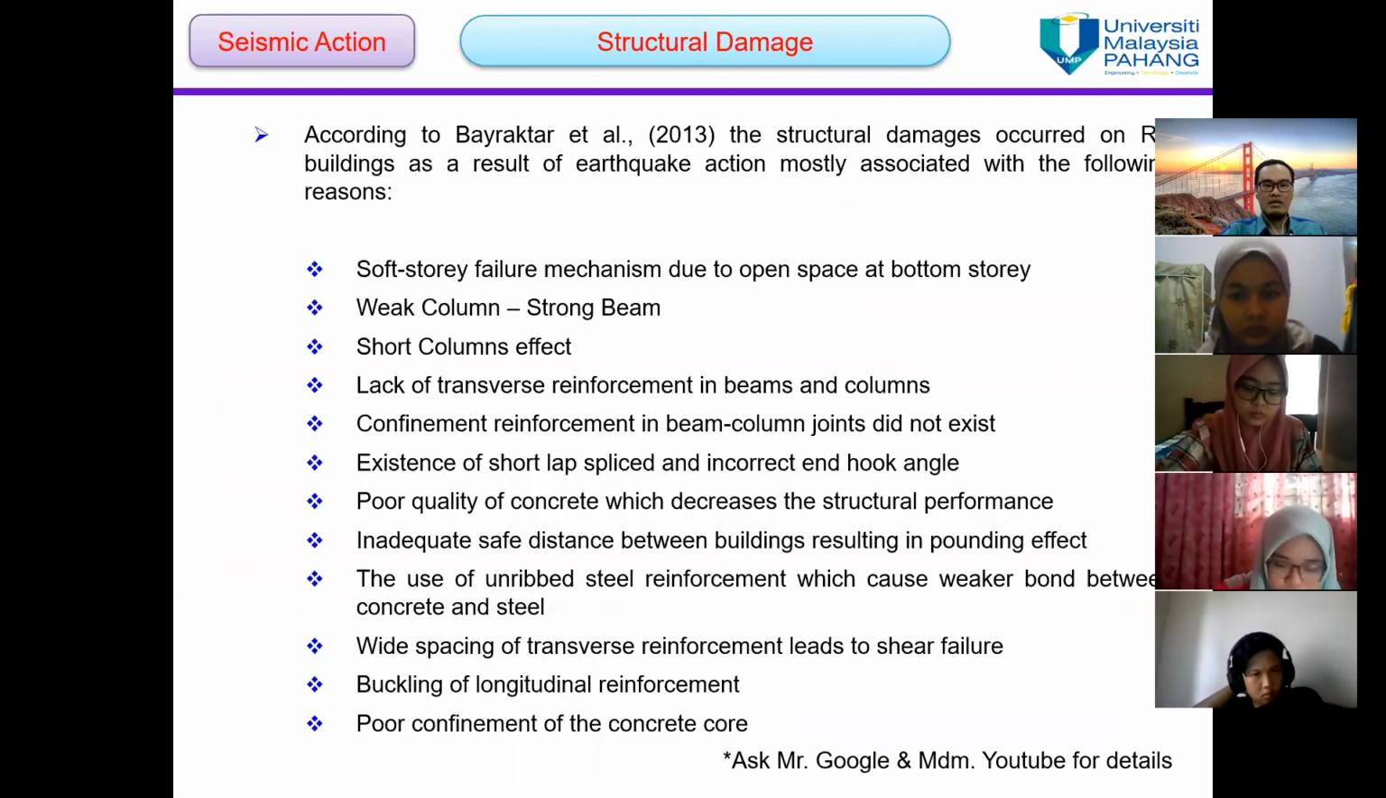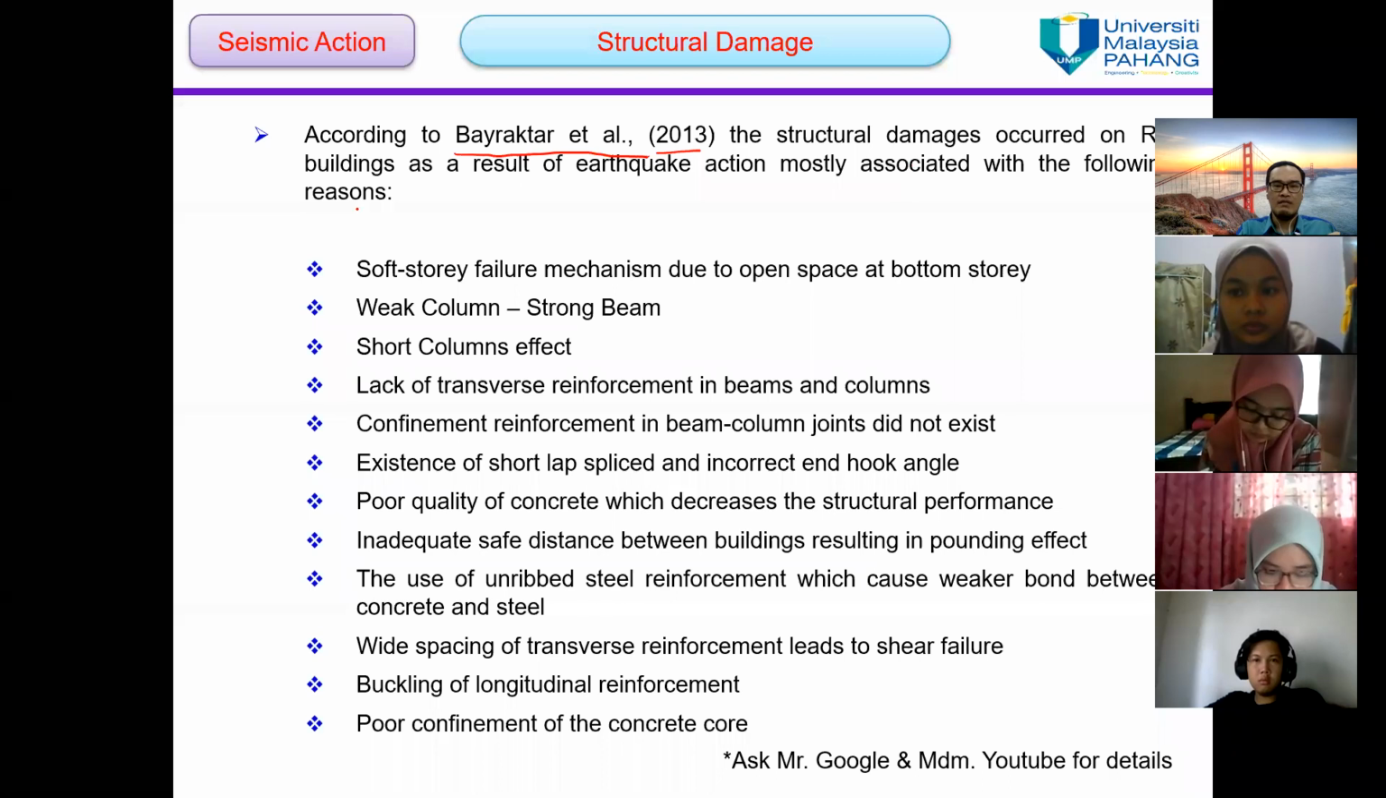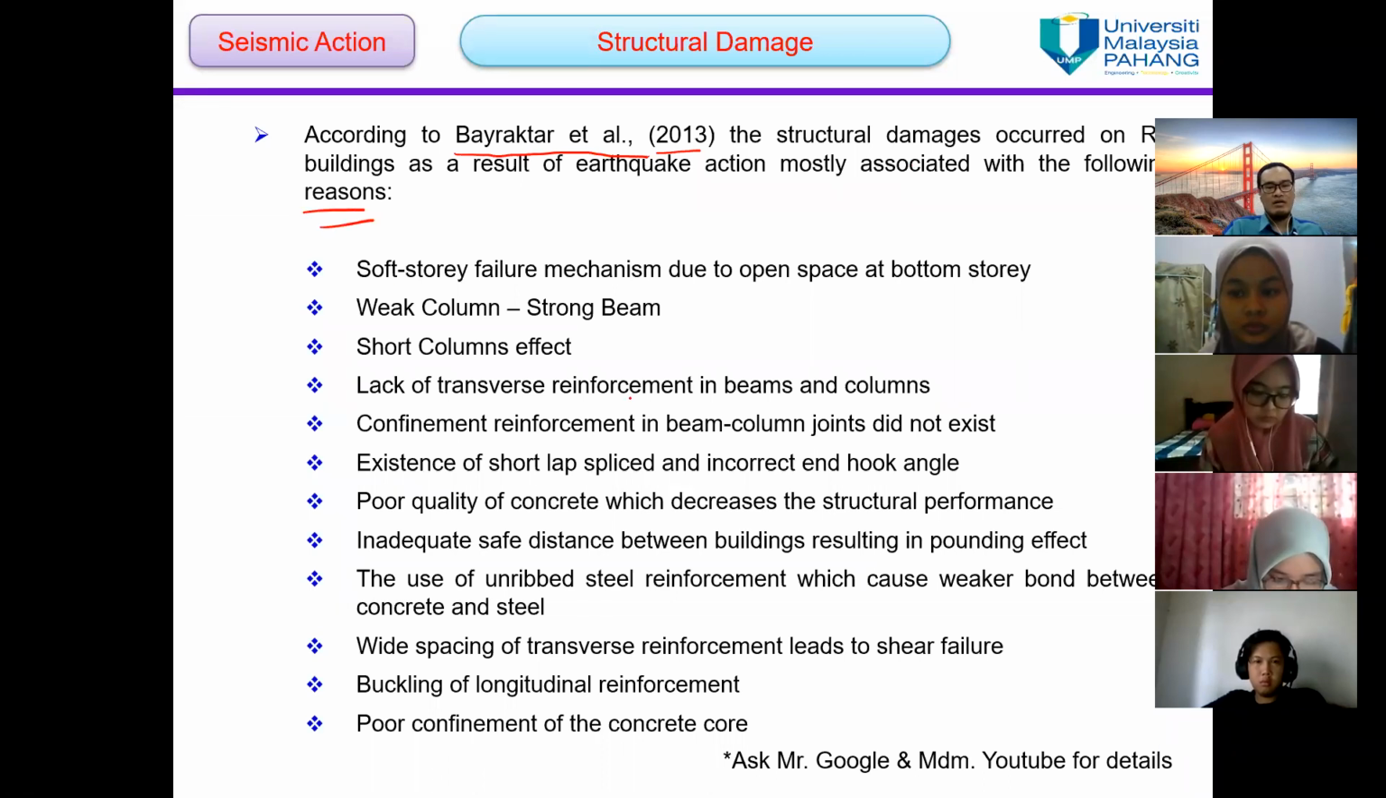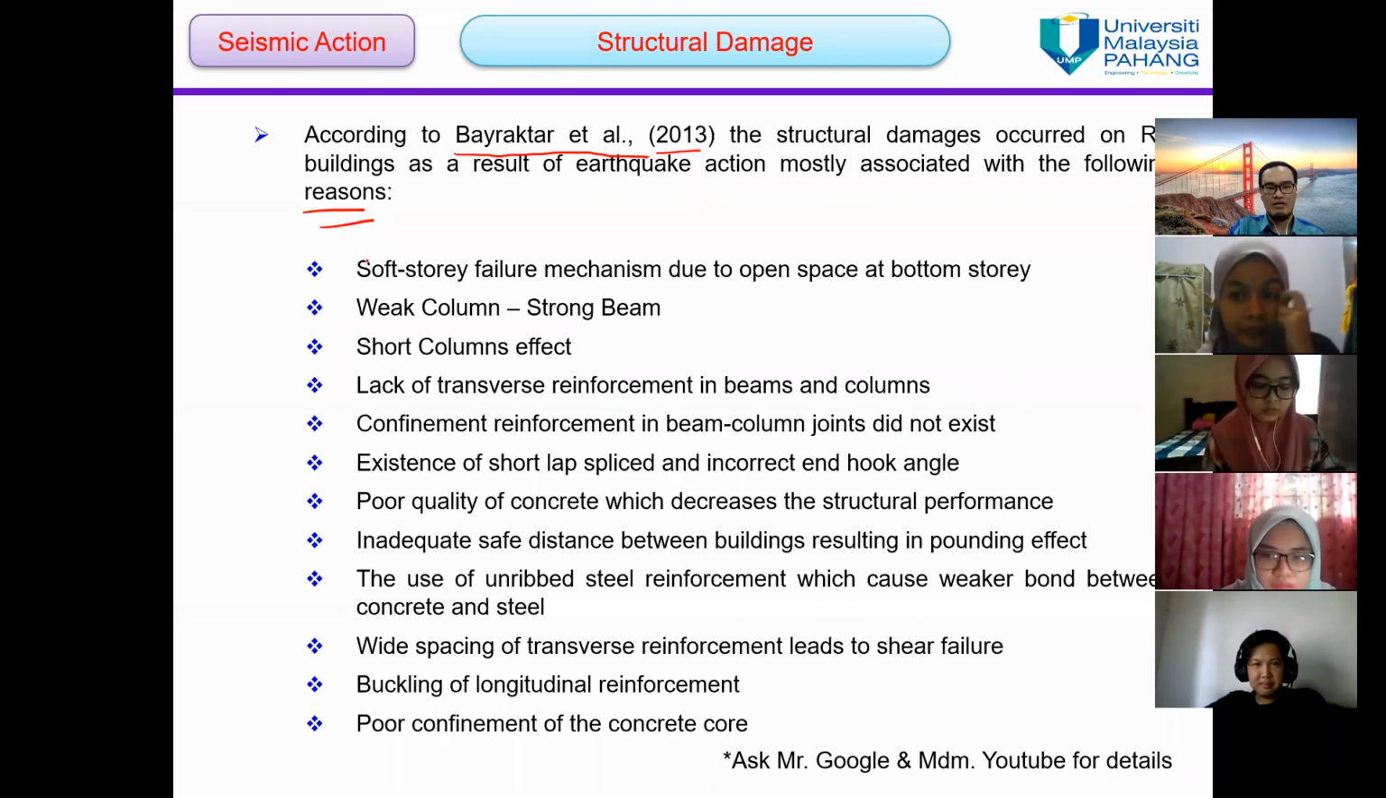And this is according to Baraktar et al., 2003. Structural damages occurring on RC buildings as a result of earthquake action are mostly associated with the following reasons. These are the reasons for the damage. You can find the details by asking Mr. Google and Madam YouTube about all these reasons.